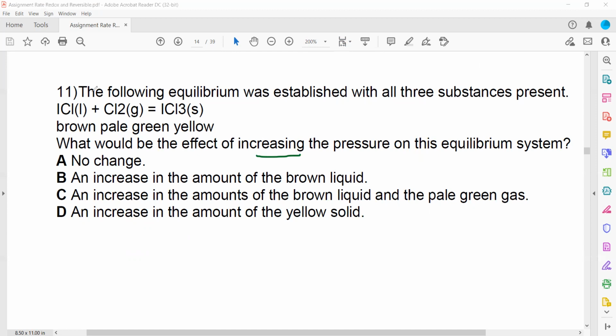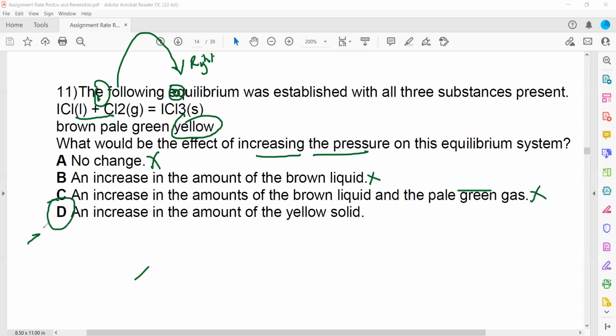Increasing the pressure shifts the equilibrium towards the side where the number of moles of gas is less. On the reactant side we have 2 moles, but on the product side we have 1 mole. So when we increase the pressure, the equilibrium will shift towards the right hand side. As a result, a yellow solid will form. So no change is wrong. Increase in amount of brown liquid is also wrong. So we are left with only D as the right answer. Is it clear? Question 11.